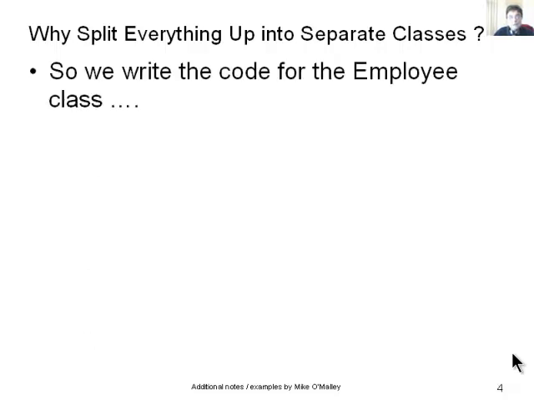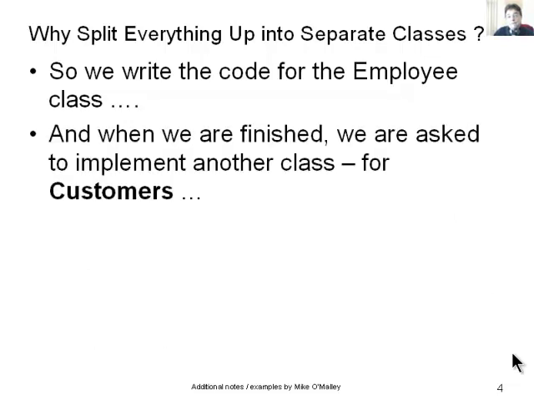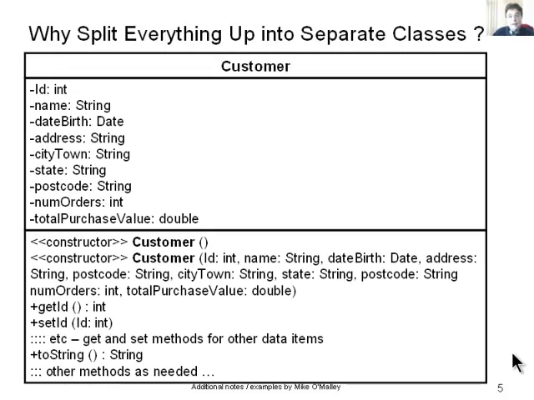Okay, so we write the code for the employee class, and everything's good. And then when we are finished, we're asked to implement another class for customers. So we're going to now write the code for another class called customers. And that's the UML class diagram for our class. So we've got an ID, a name, a date of birth, address, city, state, postcode. But the customers are slightly different than the employees. We're keeping track of the number of orders they've placed and the total purchase value for those orders.